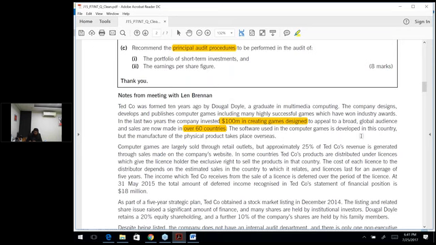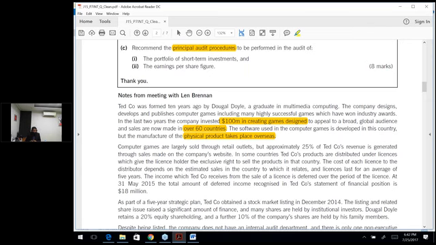The software used in computer games is developed in these countries, but the manufacture of the physical products takes place overseas. Now, let's just try to understand this. There are certain risks. I did mention yesterday also that the audit risk, or the risk of material misstatement, is simply that you need to think what could go wrong, where could things actually go wrong.